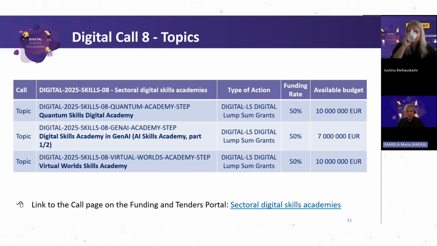So, wrap up of this call. As we have already listened to the 3 topic-specific presentations, I just want to highlight again the available budget. Here it means the budget from our side, so the maximum grant amount. Each topic will fund one project. So, for example, in the case of Quantum Academy, which available budget is 10 million, it means your project budget can be the double, so 20 million or more. And with the funding rate 50%, we can give maximum 10 million for the project.